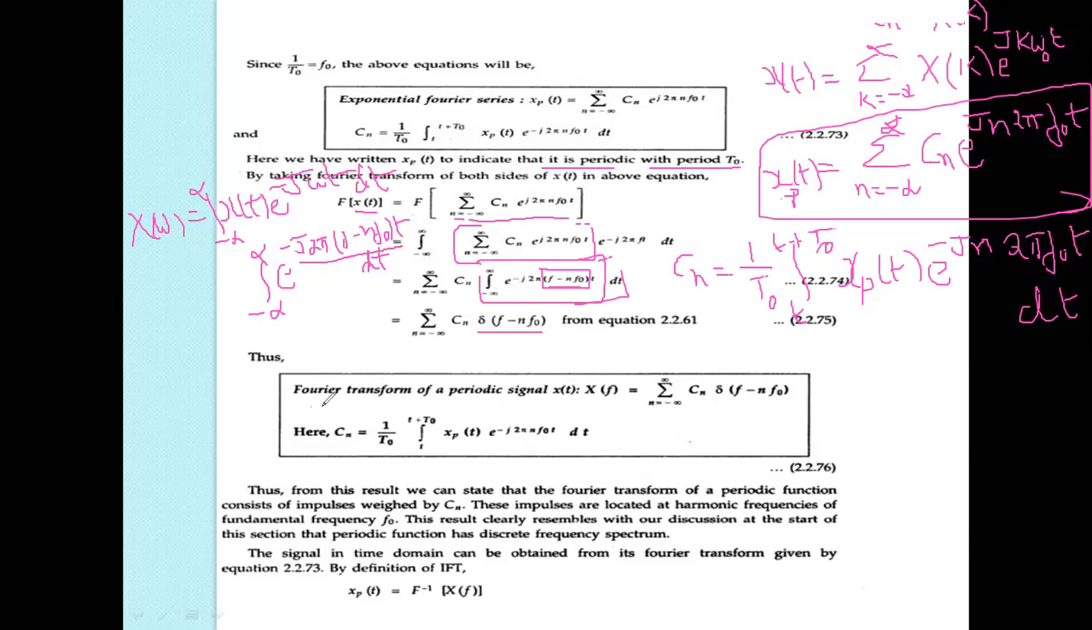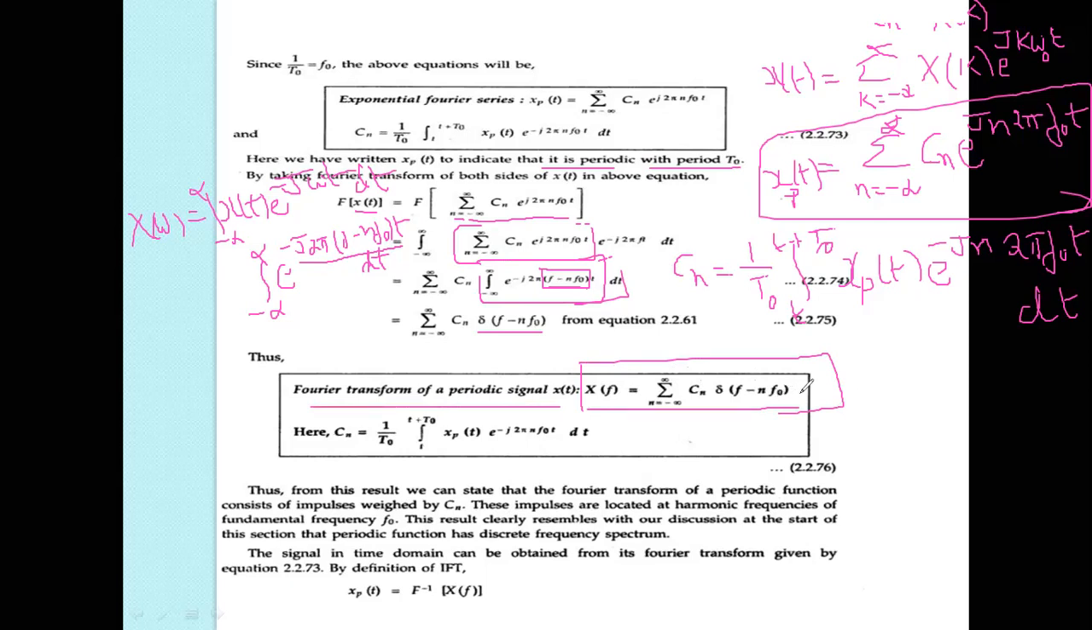Thus, the Fourier transform of a periodic signal x of t is X of f equal to the sum of n from minus infinity to infinity of Cn times delta of f minus n f naught. This is very, very important, my dear students. You have to remember this equation for the next chapter, sampling. X of f is the sum of n from minus infinity to infinity of Cn delta of f minus n f naught.